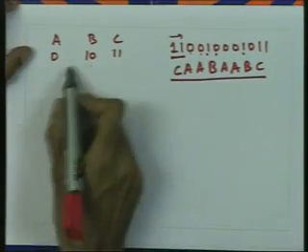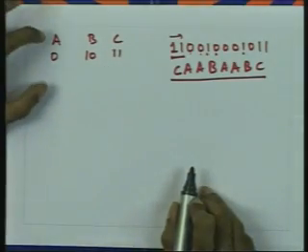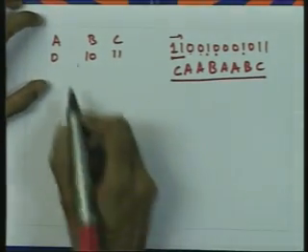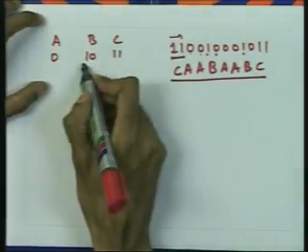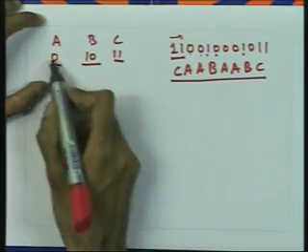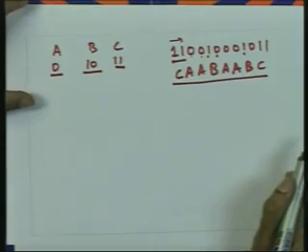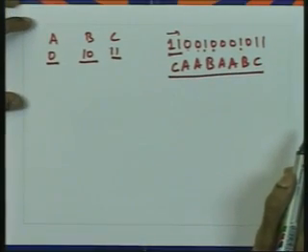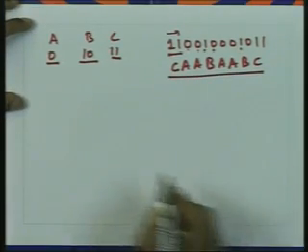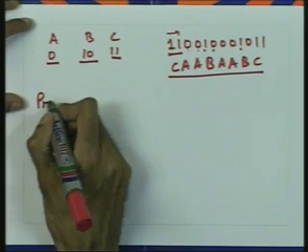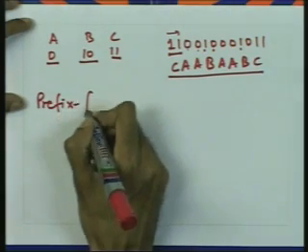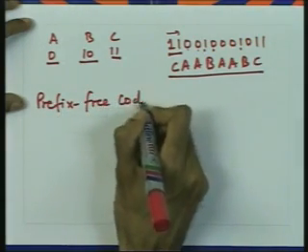These codes actually have a property, which is that none of these is a prefix of another. 0 is not a prefix of any of these, and these two are certainly not prefixes of each other. So such codes are called prefix free codes.